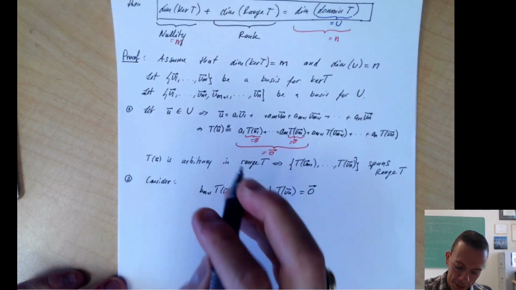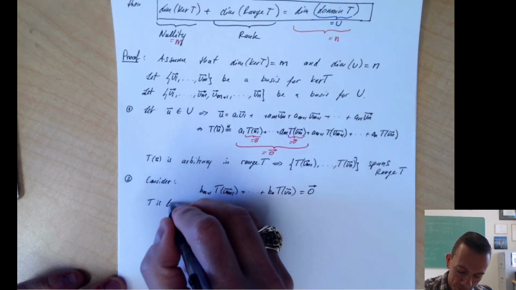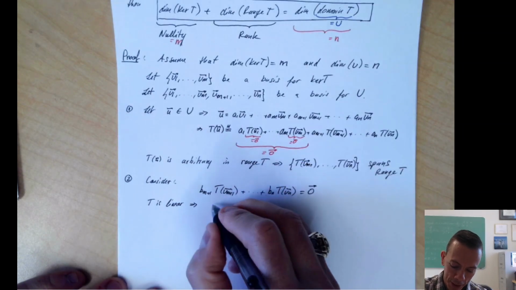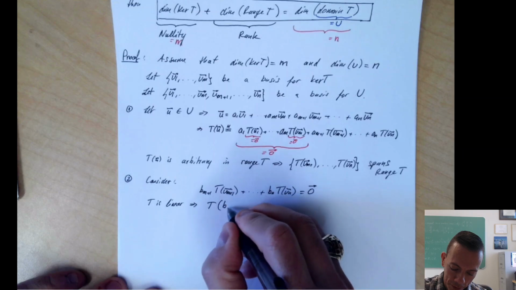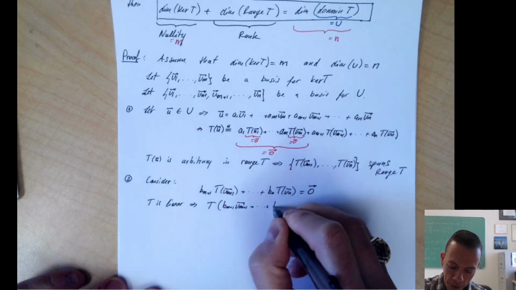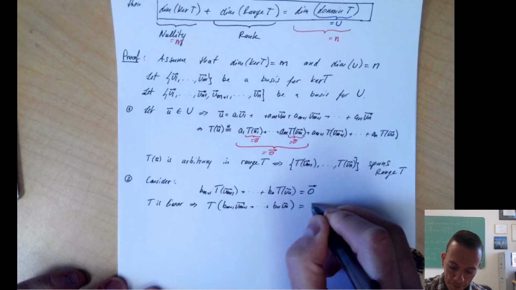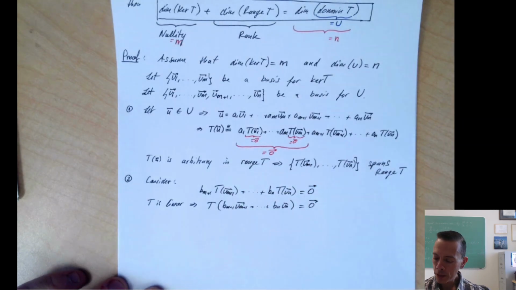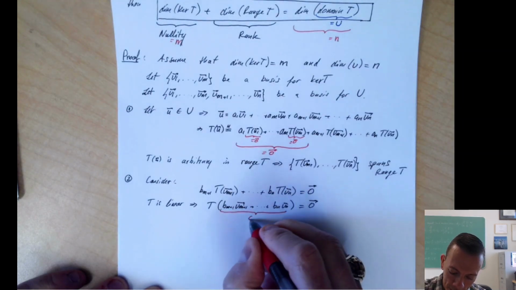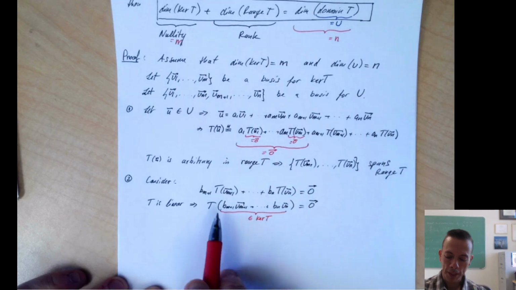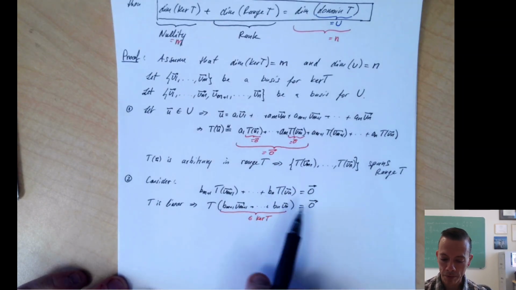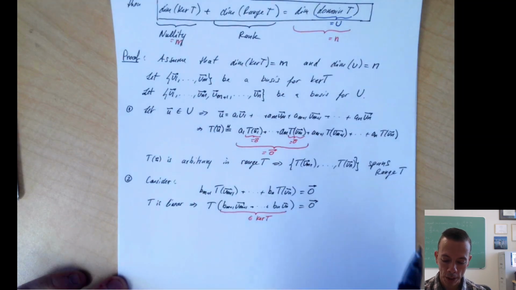Again, because T is linear, we can use the linearity of T to rewrite this as T of b(m+1)u(m+1) plus all the way to bnun equals 0. So now we see that this large vector that we have written in here actually is in the kernel of T because its image is the 0 vector. Because it's in the kernel, we can write it in terms of the basis vectors for the kernel, u1 to um.